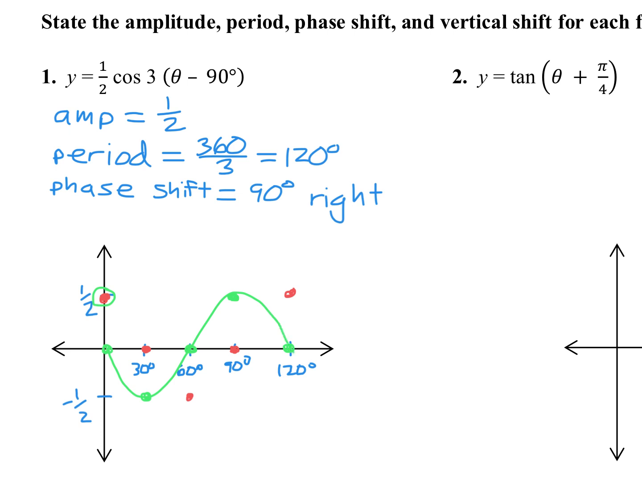The directions also asked about a vertical shift. So we're not going to have any of those until number 5. A vertical shift is a translation up or down. And that would happen if there was like a plus or a minus after the parentheses there. So I guess I'll say there's none for this one.